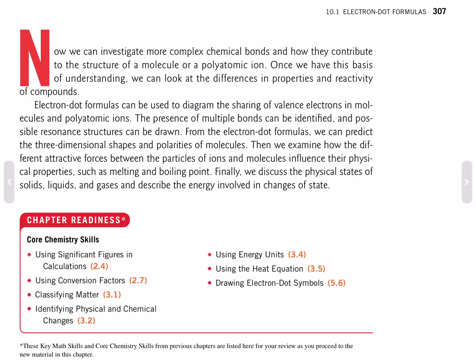The presence of multiple bonds can be identified and possible resonance structures can be drawn. From the electron dot formulas, we can predict the three-dimensional shapes and polarities of molecules. Then we examine how the different attractive forces between the particles of ions and molecules influence their physical properties, such as melting and boiling point. Finally, we discuss the physical states of solids, liquids, and gases and describe the energy involved in the changes of state.